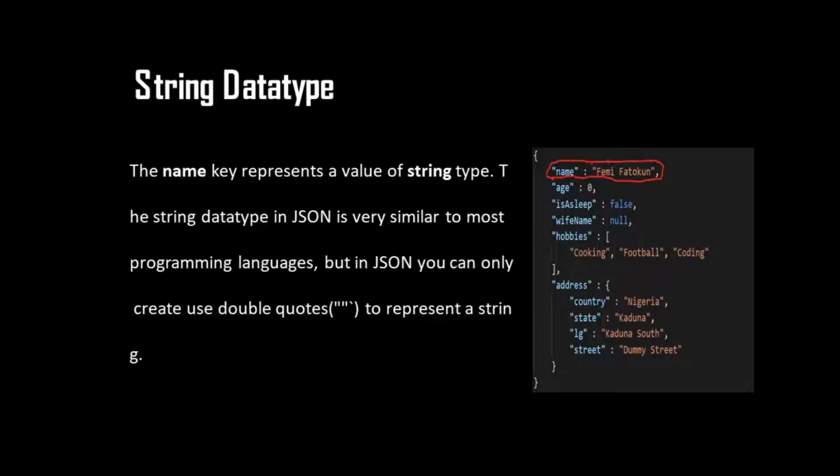The string data type in JSON is very similar to most programming languages, but in JSON you can only use double quotes to represent a string. In most languages like JavaScript and PHP, you can use both single quotes and double quotes, but for JSON, single quotes are a red flag. Whenever you want to use quotes, you have to use double quotes in any part of your JSON, whether it's in the key or in the value. To create a valid string, you need to use double quotes. Whatever you put in between the double quotes is a string. You can also have an empty string, just double quotes and nothing inside. That represents an empty string.